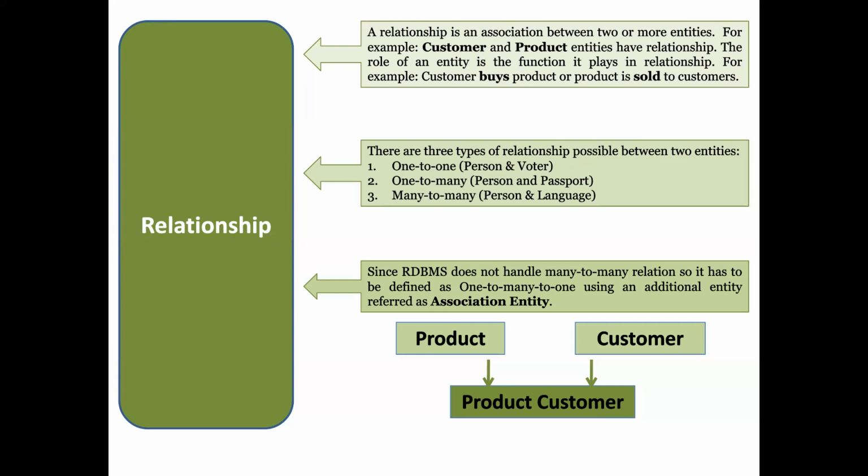So like you see this, I've given the example, person and voter. One person, one voter. So if I'm a person, I can be only one voter.